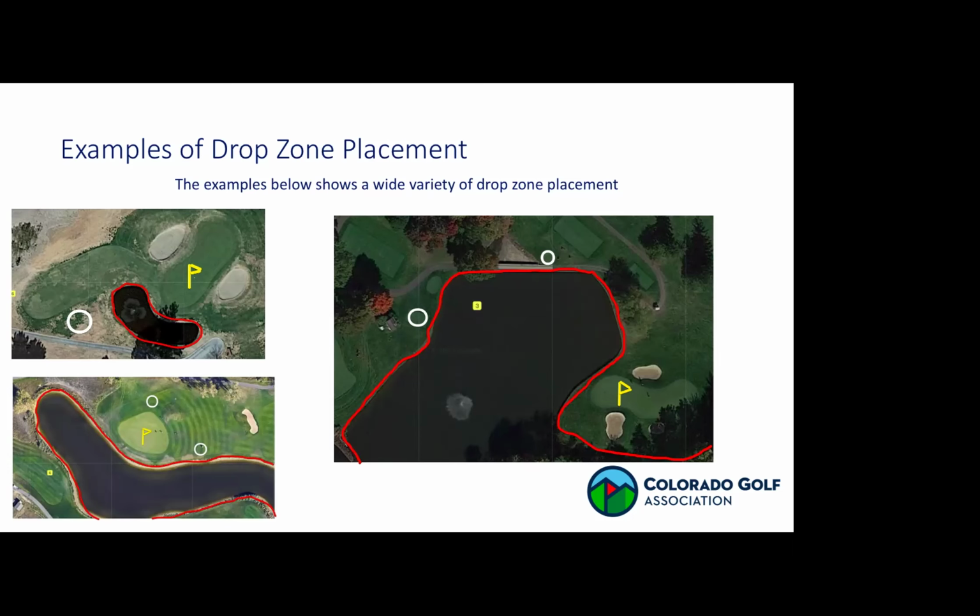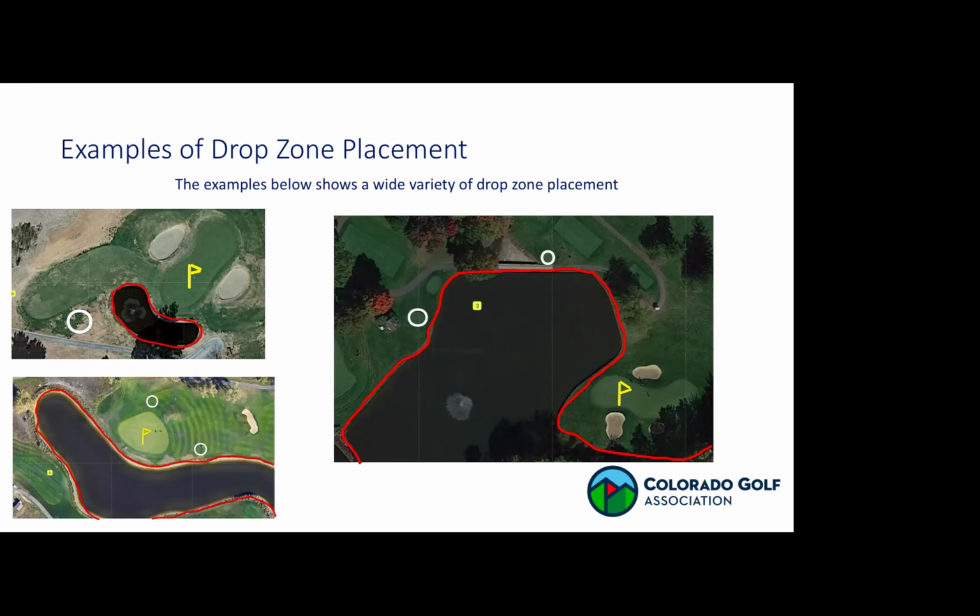Starting with the top left, it's just that drop zone is still keeping in mind that penalty area. So instead of going over to the way left side of the fairway there, they've put it on the right side. So you're still having to sort of deal with that penalty area there. It's still incorporating the architectural aspects of the hole there. It isn't changing too much about how you play the hole.